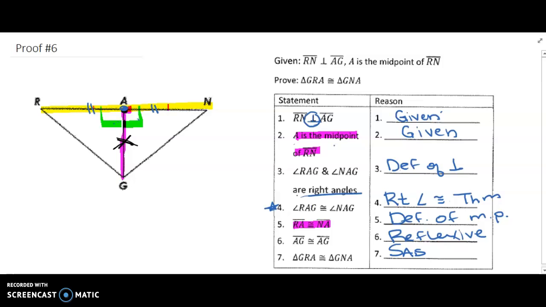And then once we have all those, we can say the triangles are congruent by the side angle side theorem. And do note that the angle we know, the right angles here, is between the two sides that we know. So side angle side is good.